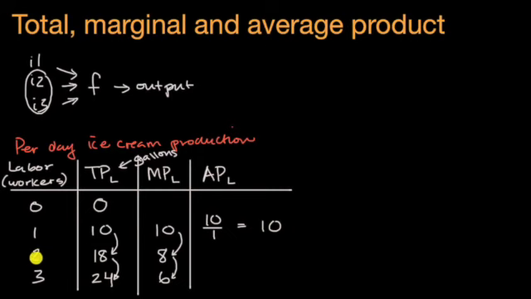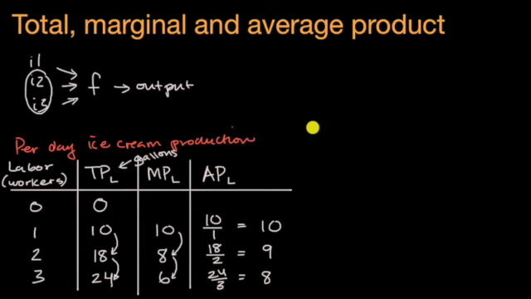Now when we have 2 people working per day and we're producing 18 gallons per day, our average product as a function of labor is going to be 18 divided by 2, which is 9 gallons per worker per day on average. And then in this last situation, it's going to be 24 divided by 3, which is 8 gallons per worker per day on average. And you can see this visually as well.